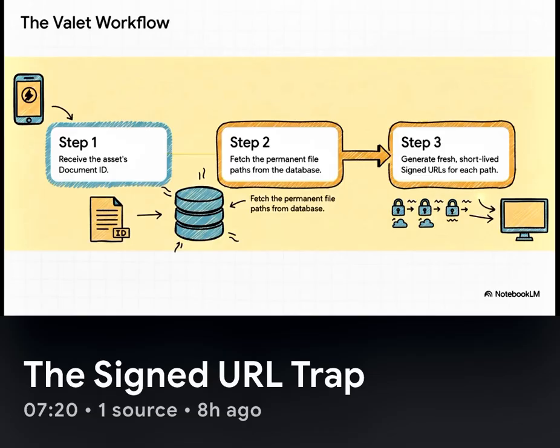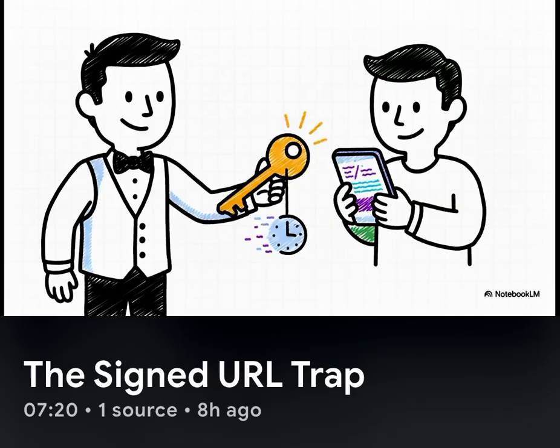The valet takes that ID, goes to the database to look up the permanent file paths, and then, and only then, does it generate brand new, super short-lived signed URLs for each file. This happens fresh, every single time a user needs access. No stale links. And this is what finally gets sent to the user's browser or their phone. A nice, clean little package with fresh temporary URLs that are going to expire in, maybe 15 minutes.